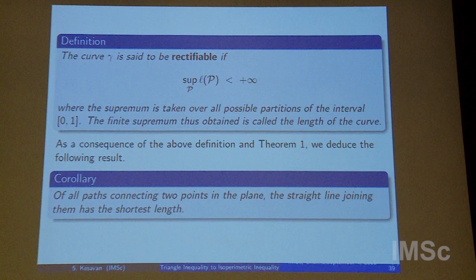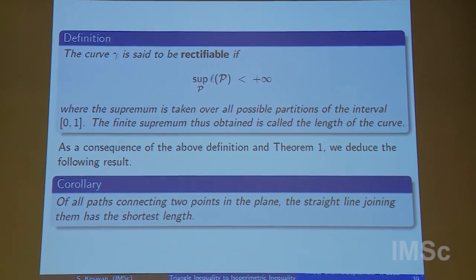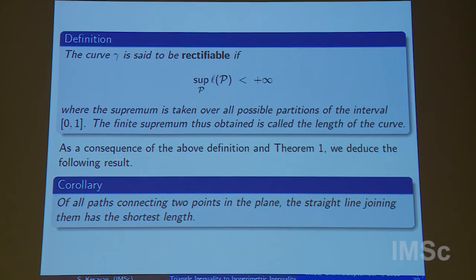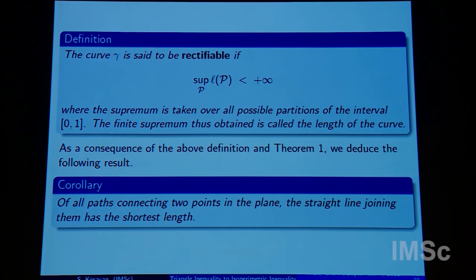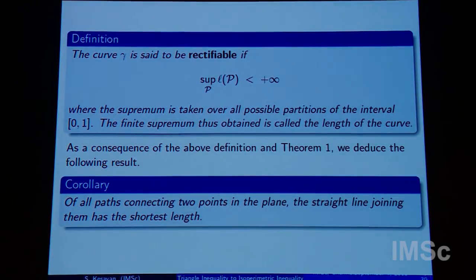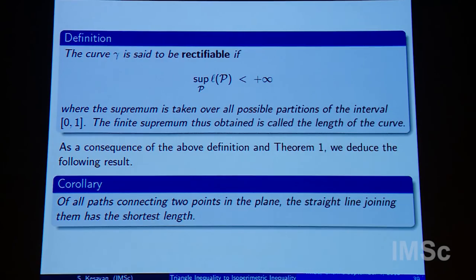A curve is said to be rectifiable. That means I can define the length of the curve. Not every curve has a definable length. For instance, fractals are typical examples for which you cannot define the notion of a length. So a curve has a length if the supremum of all these polygonal lengths is finite. Supremum is a least upper bound.